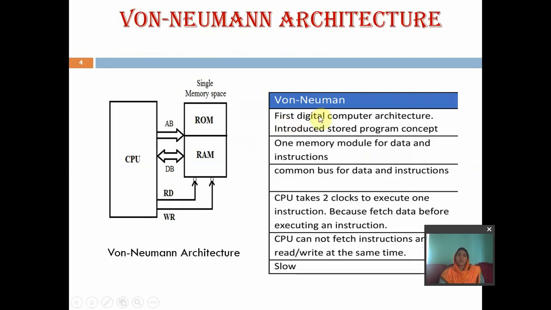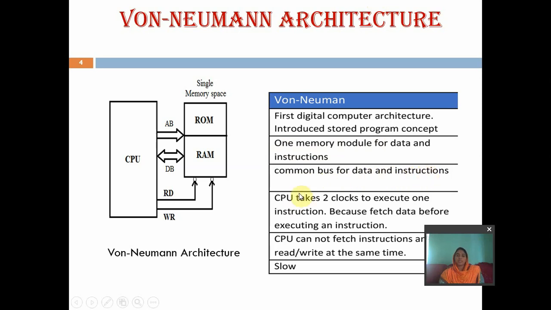In Von Neumann architecture, the first digital computer architecture, the stored program concept was introduced. Von Neumann is the first digital computer where we have a memory-based technique. We use a single memory module for accessing data and instructions, and for this we have a single bus through which we can access both data and instructions.